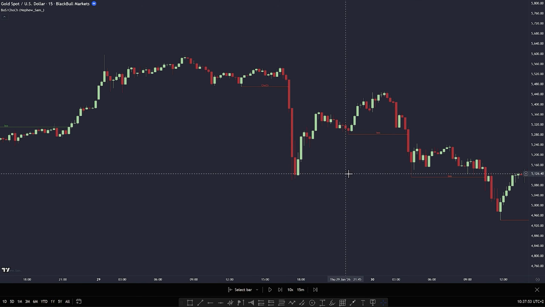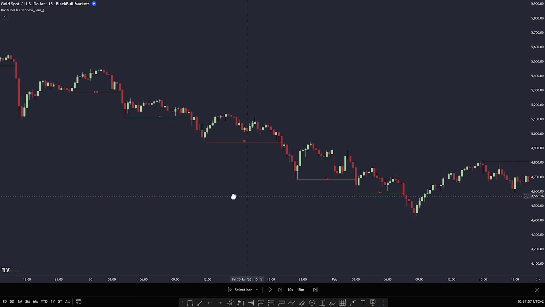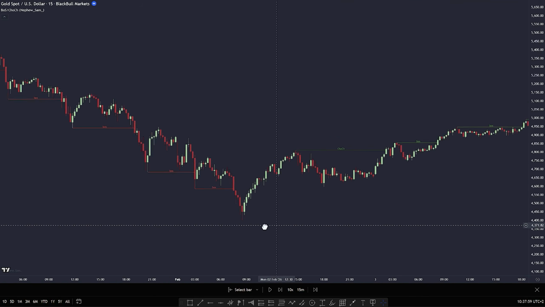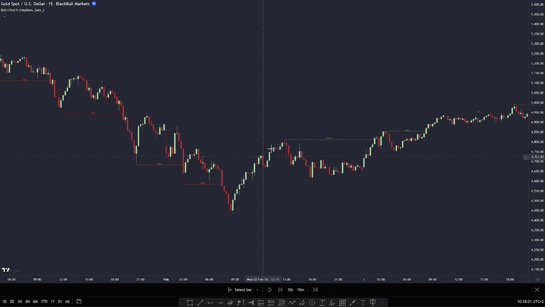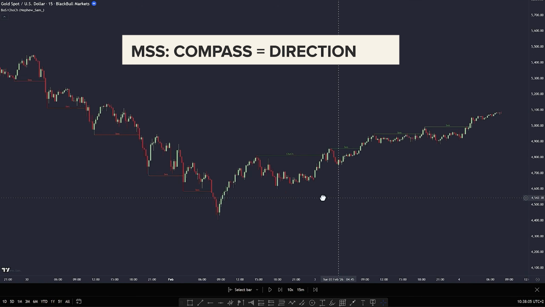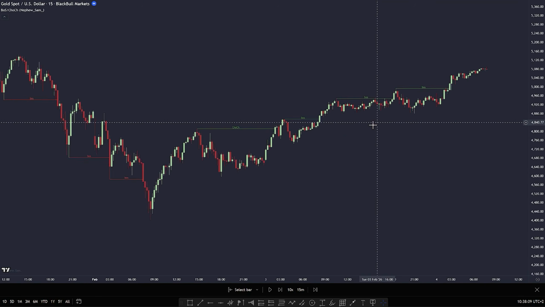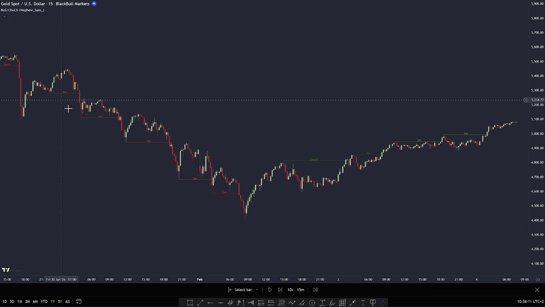B tier because it's foundational. You need this. But alone it's lagging. By the time structure shifts, you've missed part of the move. It's a compass. Tells you which direction you're facing. Doesn't tell you when to start walking. Essential, but not enough on its own.